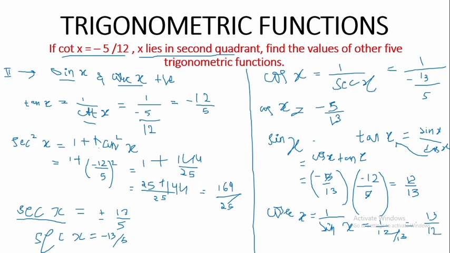So now we got the values of all the other 5 trigonometric functions. We got tan x equal to minus 12 by 5. We got sec x equal to minus 13 by 5. And we got cos x equal to minus 5 by 13. And sin x equal to 12 by 13. And cosecant x equal to 13 by 12. So we got the values of all the 5 trigonometric functions.